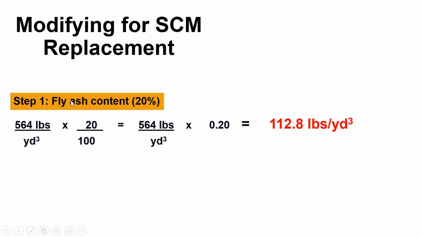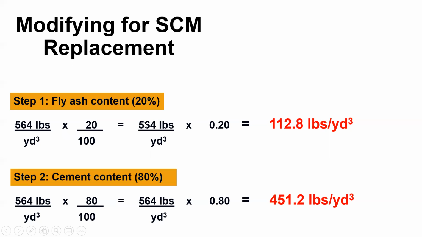So step one, if you have 20% fly ash, you're going to do 564, because that was our total cementitious material, times 0.2, which equals 112.8 pounds per cubic yard. This 564 was our original cement content, what I refer to as the total cementitious material content. Cementitious material includes Portland cement, fly ash, slag, any of the SCMs, that total together.